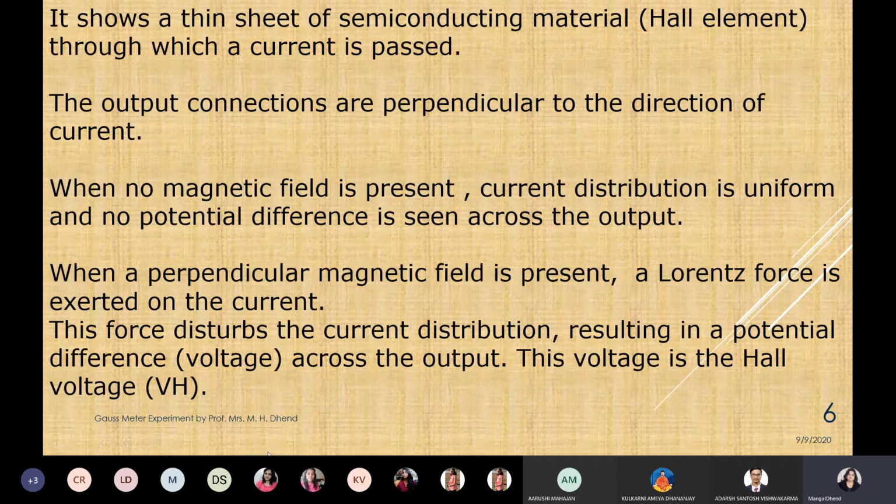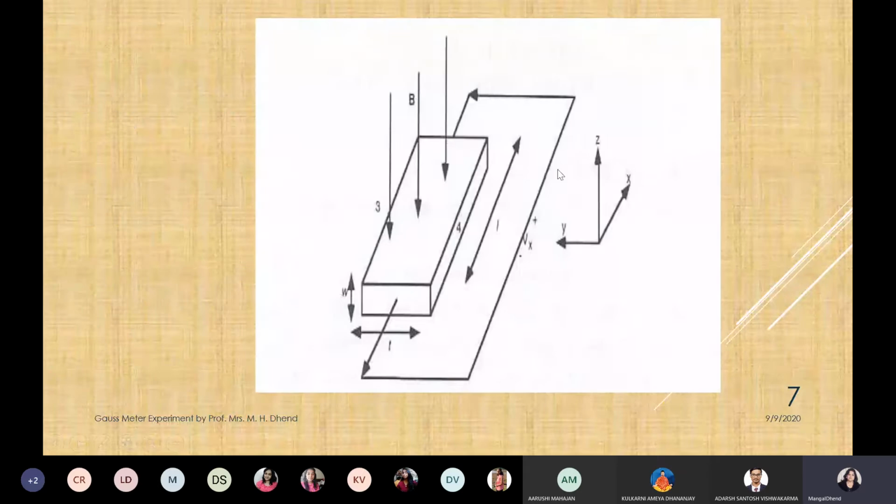So whatever Hall voltage is produced is denoted as VH. That H is suffixed to V. Now the question is why voltage is created. Voltage is created due to the Lorentz force. Due to the Lorentz force, charge carriers will be deflected. You will understand with this figure.